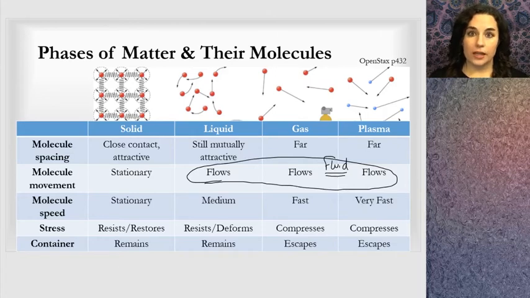Finally, when you look at how they respond in a container, because solids are stationary, they remain in one place. Liquids are also more confined to gravity and being pulled down by gravity, and they will take on the shape of their container, but they will not escape their container. Whereas gas and plasma will escape their container, and that's largely because they're actually moving very fast. They can move out of that container because of it.